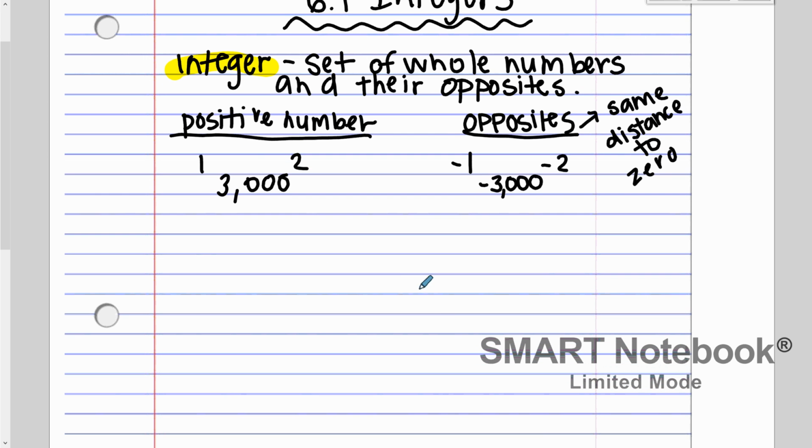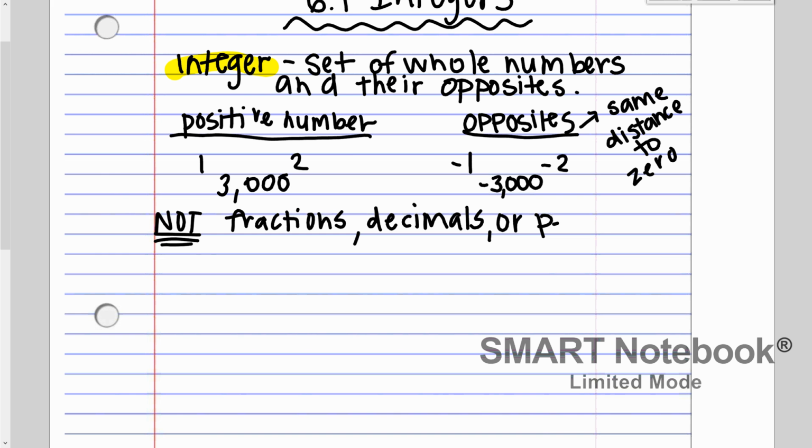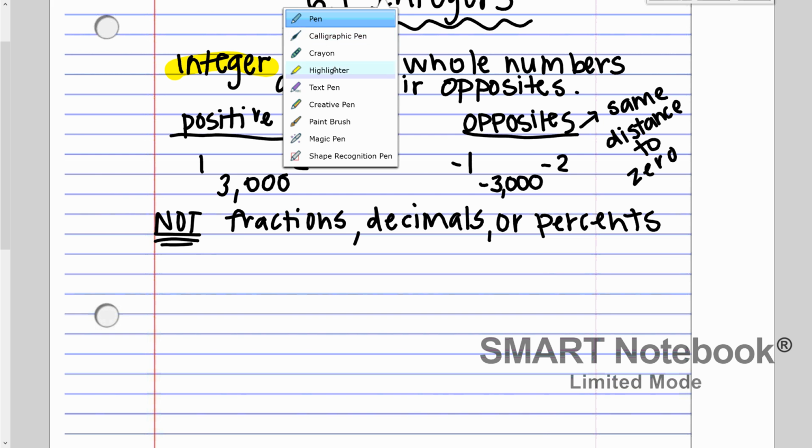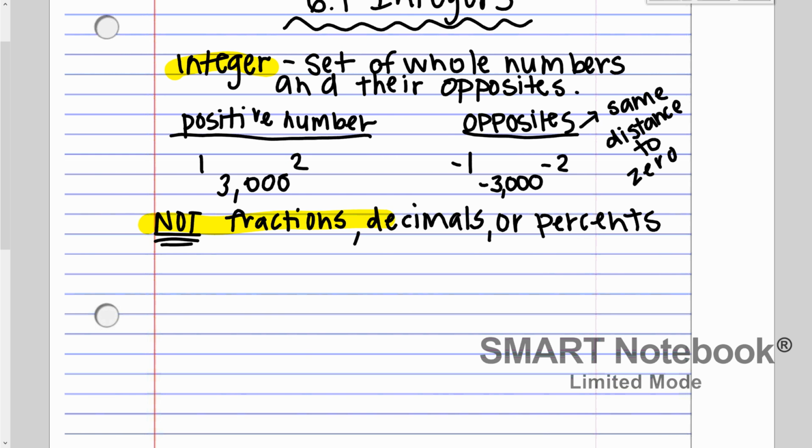Integers are not fractions, decimals, or percents. So we're going to make a note of that. Integers are not fractions, decimals, or percents. And we're going to go ahead and highlight that if you have a highlighter, because that is super important.